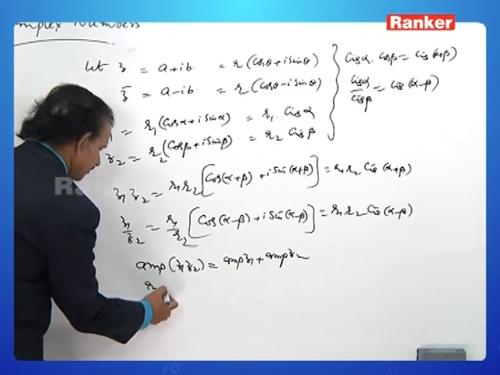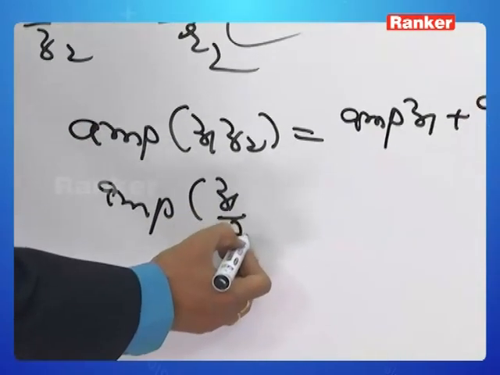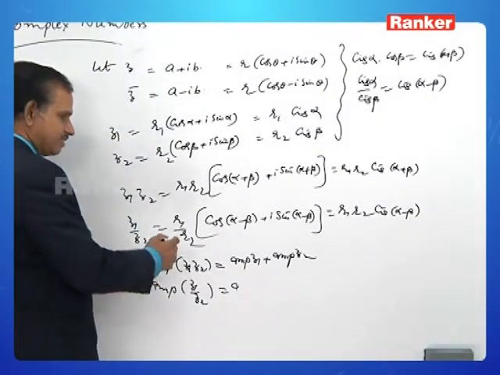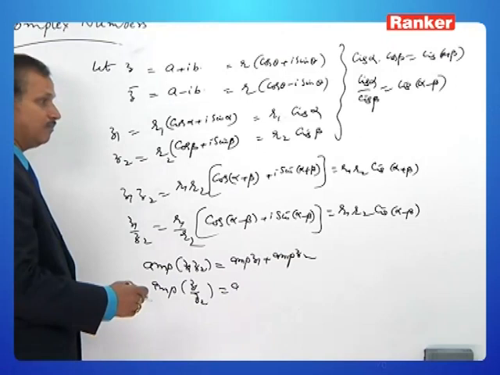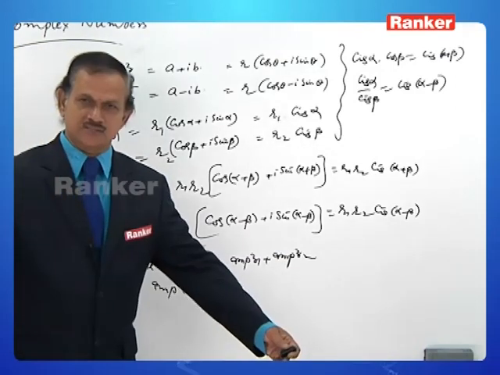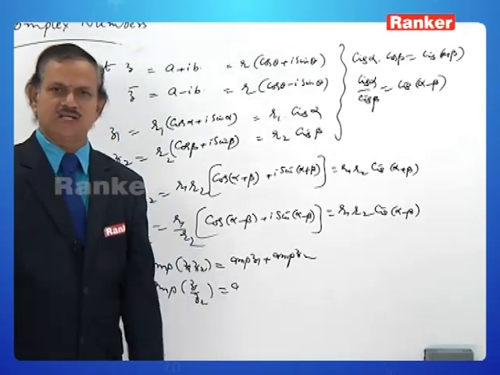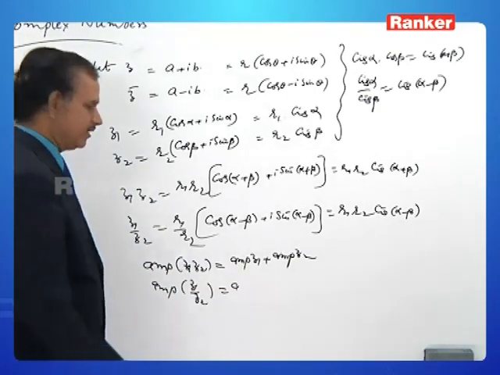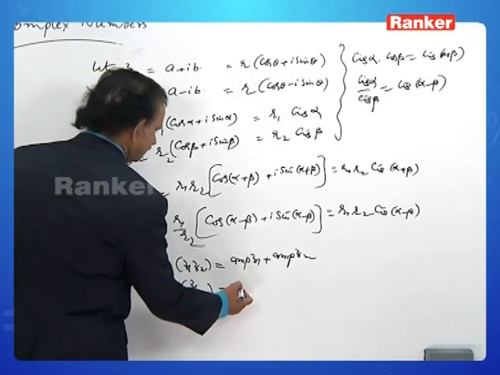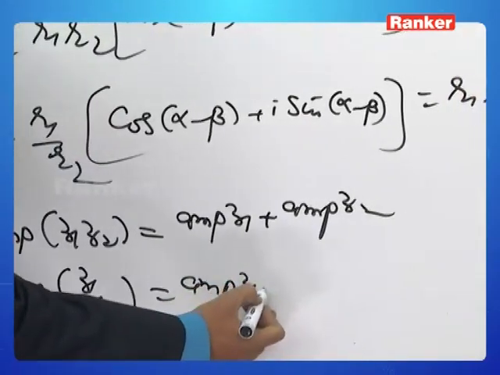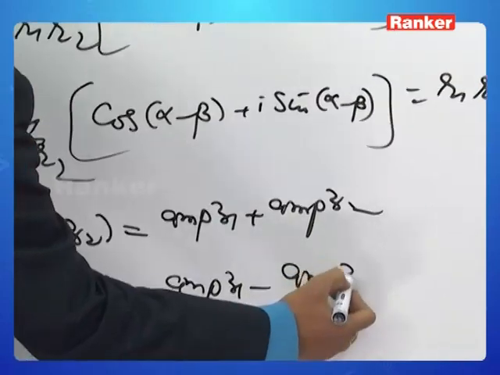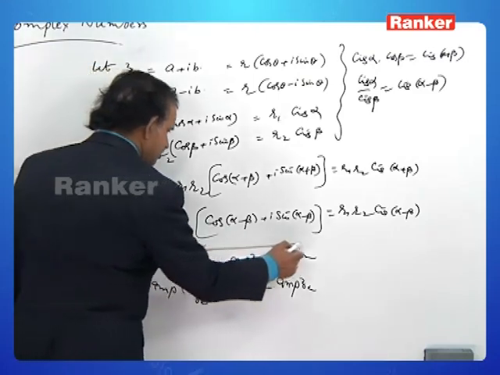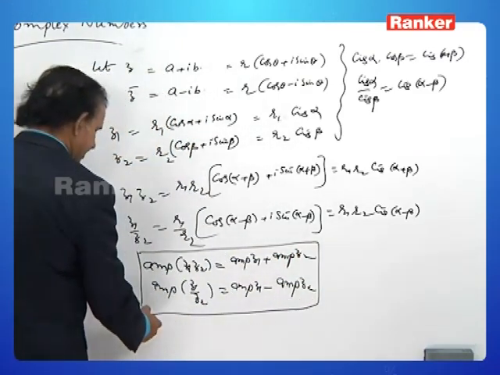Similarly, amplitude of Z1 by Z2. How can you make it? Z1 by Z2, you could have written as R1 by R2 into cis alpha minus beta, that is cos alpha minus beta plus I sin alpha minus beta. Hence the amplitude is alpha minus beta, that is amplitude of Z1 minus amplitude of Z2. These two are the important things that you may have to recollect.